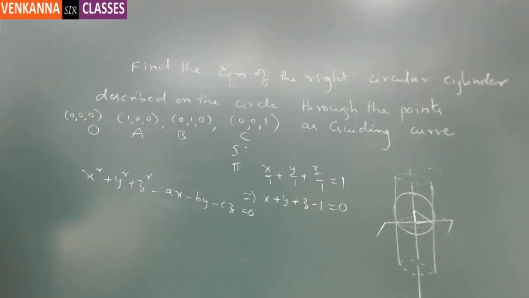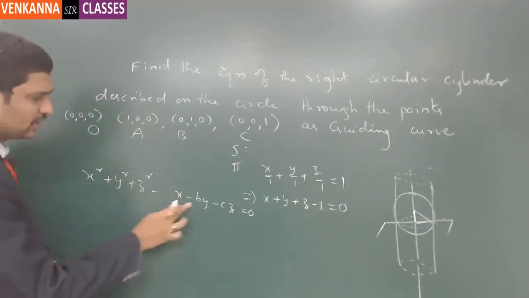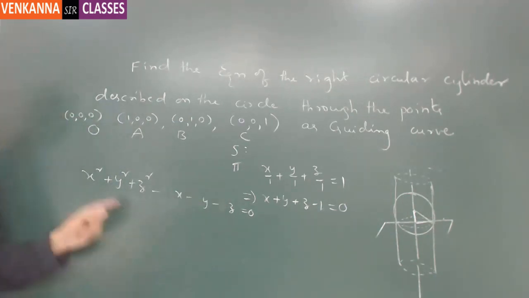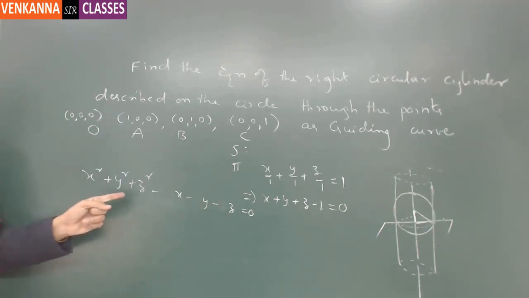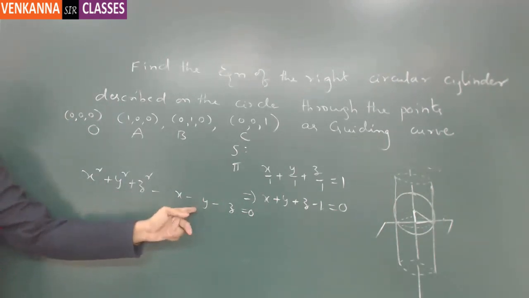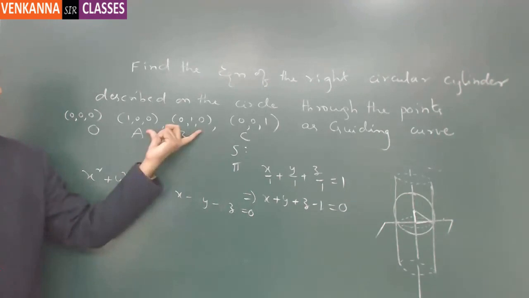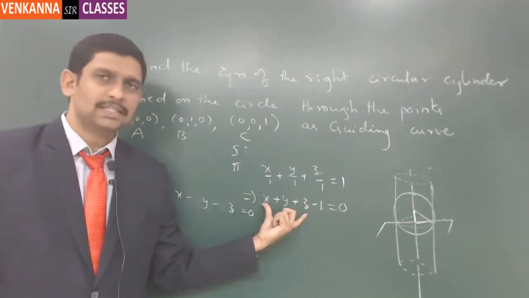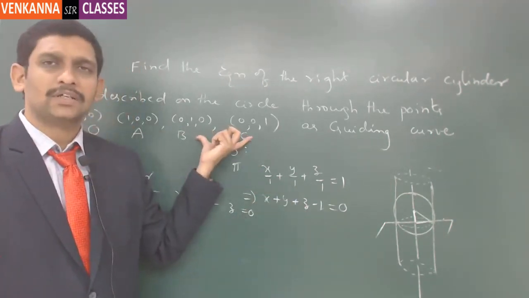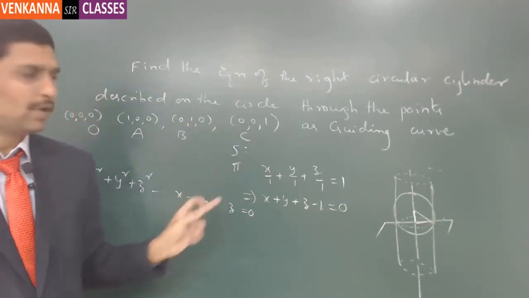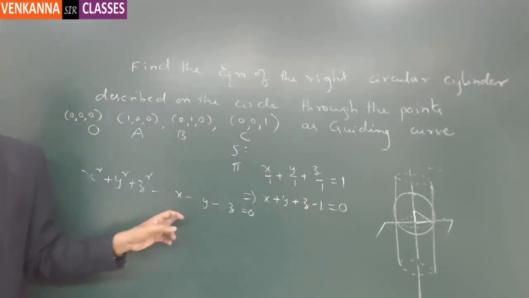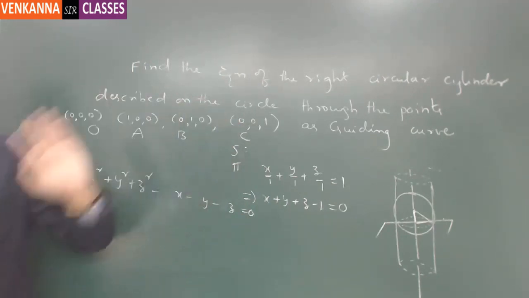So here the intercepts are nothing but 1, 1, 1. So ABC values are nothing but 1, 1, 1. So you have the equation of the sphere: x square plus y square plus z square minus x minus y minus z equal to 0. So what it means is, this is the sphere passing through the given points. This is the plane passing through the given points. So these 3 points are common to the plane as well as the sphere, which is nothing but the guiding circle. Okay.